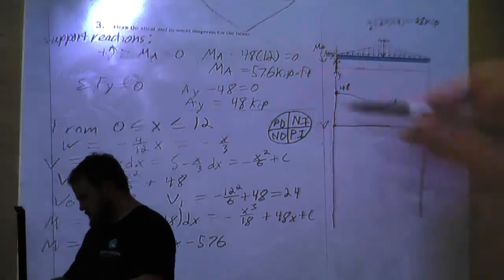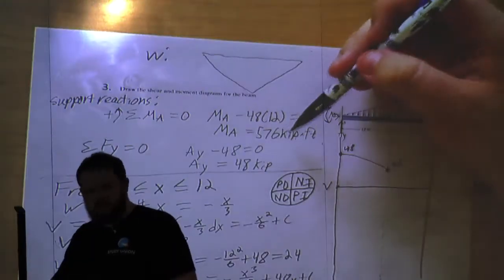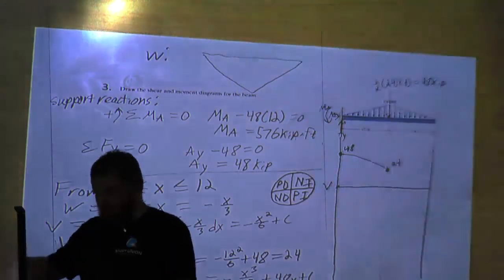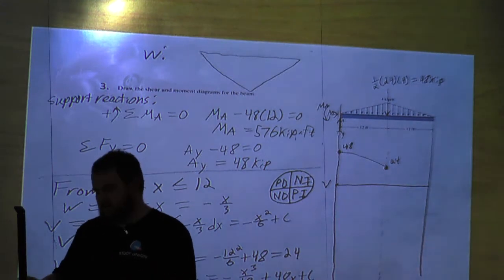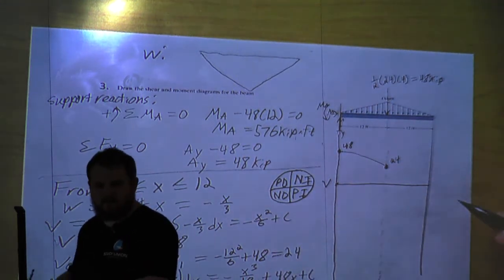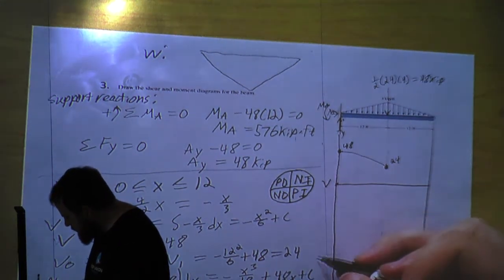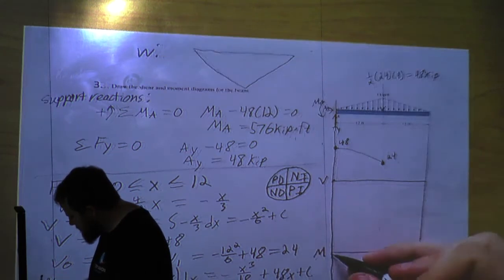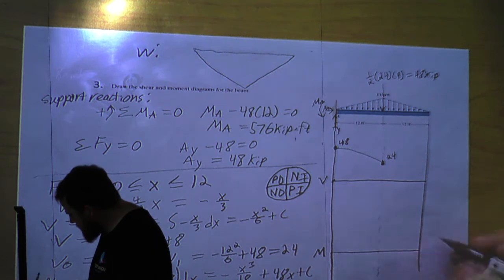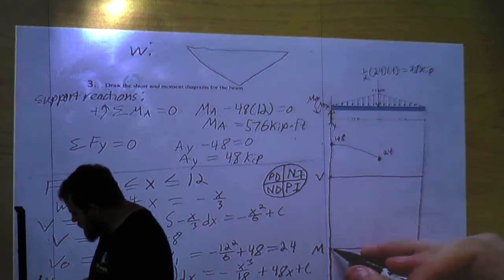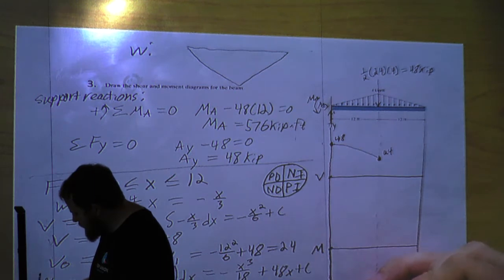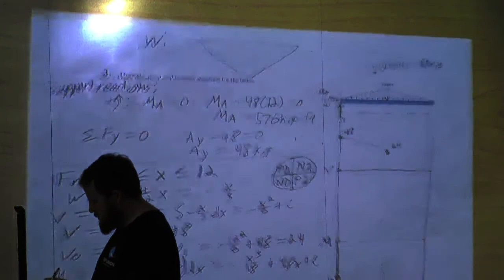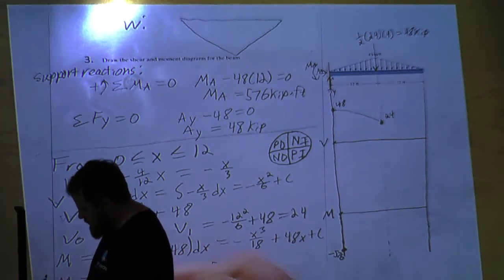Since this is counterclockwise, and we're on the moment diagram, that's going to go down. That's why it's a negative 576. Okay? So from here to here, we just go straight down to 576. Okay? So now let's plug in 12.